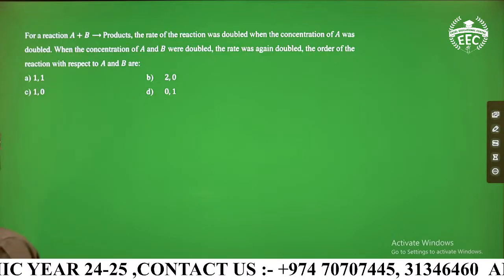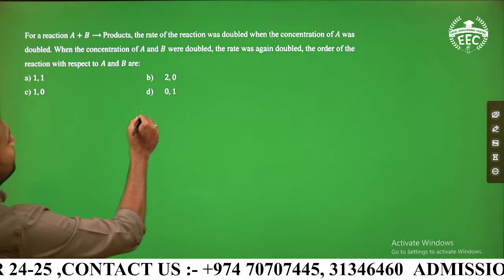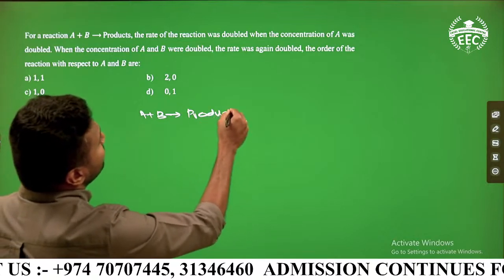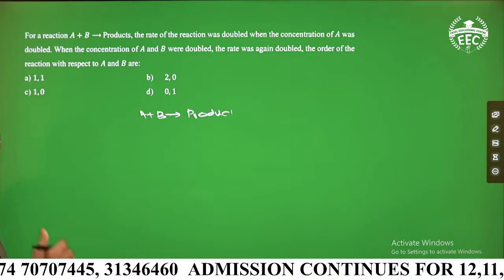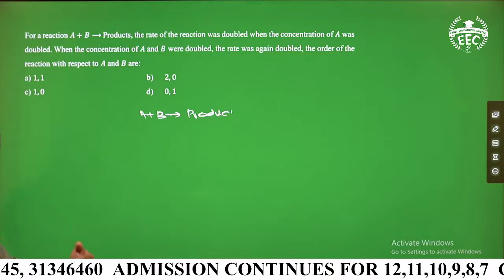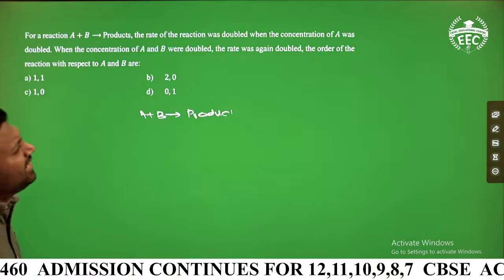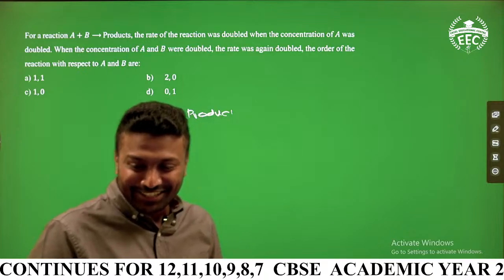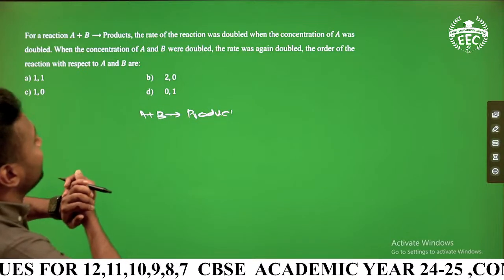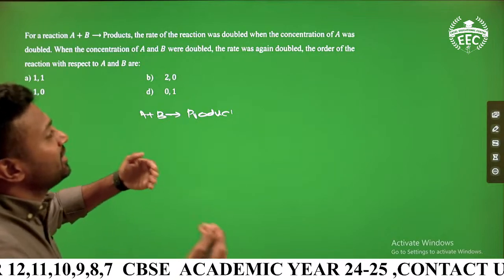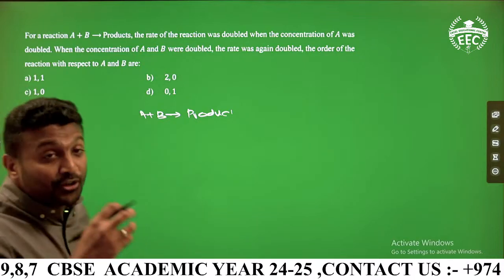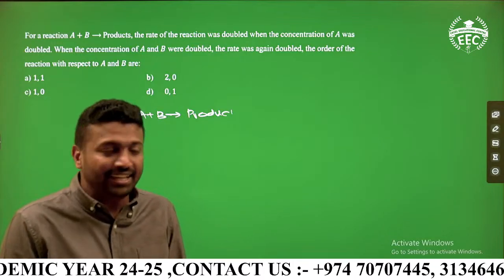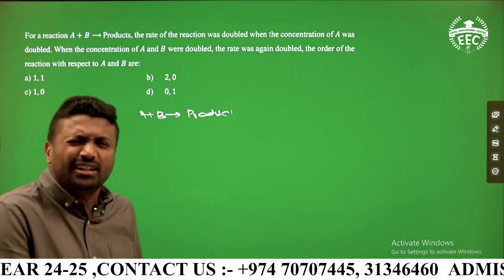So the question is given for a reaction A plus B giving products. The rate of reaction was doubled when the concentration of A was doubled. When the concentration of A and B were doubled, the rate was again doubled. What is the order of the reaction with respect to A and B? See, A plus B giving products, how will the rate law come, how will the rate equation be?